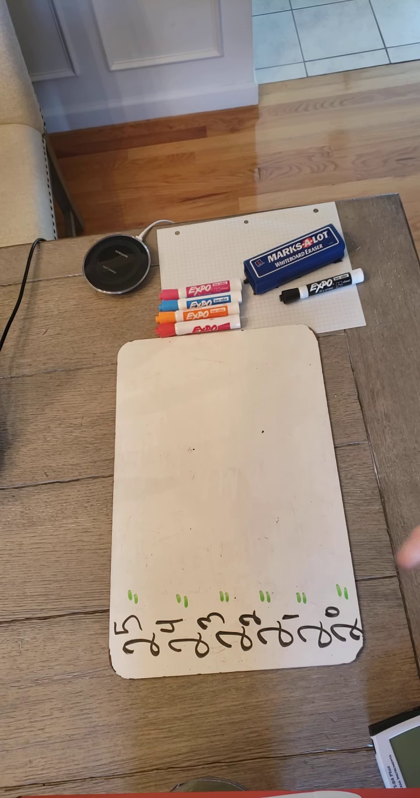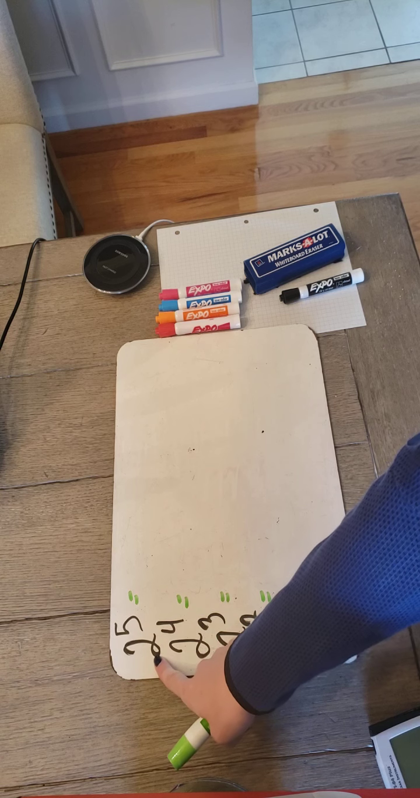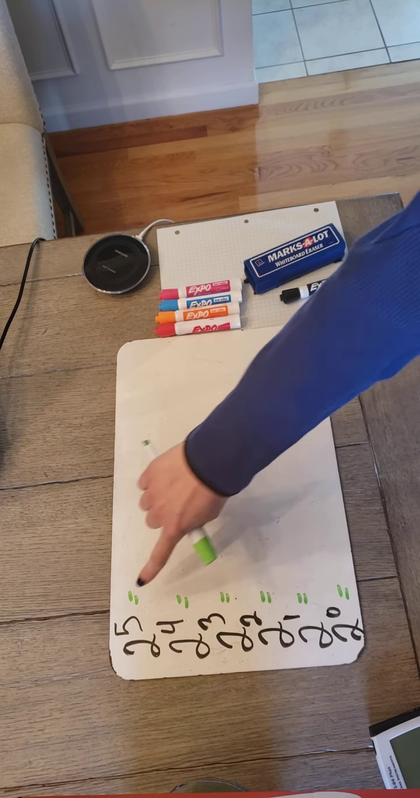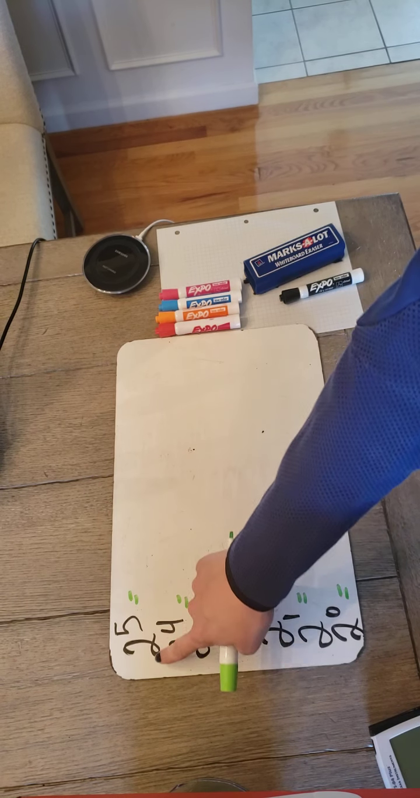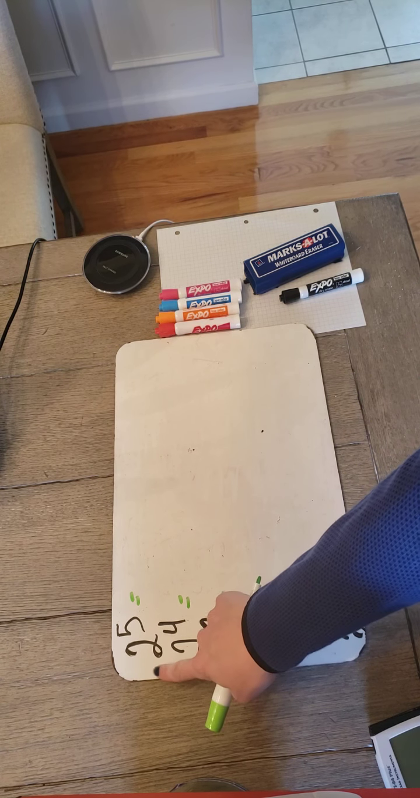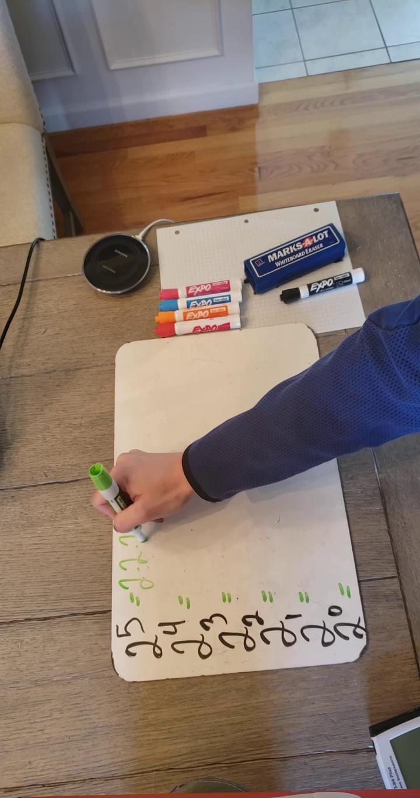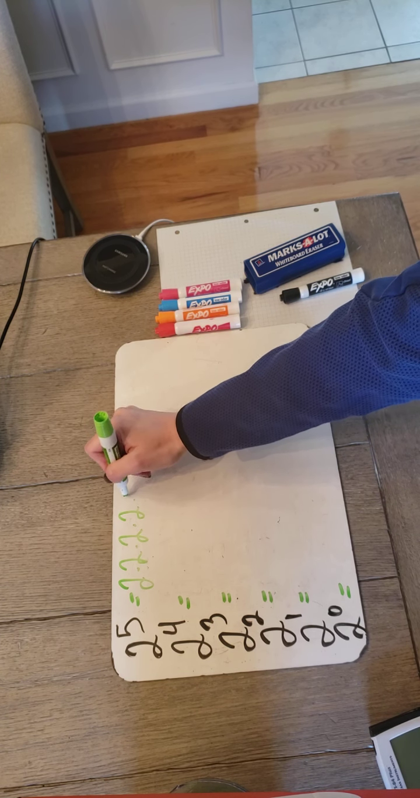So we know that 2 is the base. The little number is called the exponent or the power. The power tells you how many times you multiply the base. So 2 to the 5th is 2 times 2 times 2 times 2 times 2.